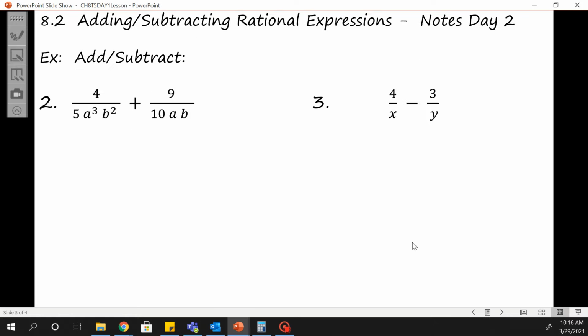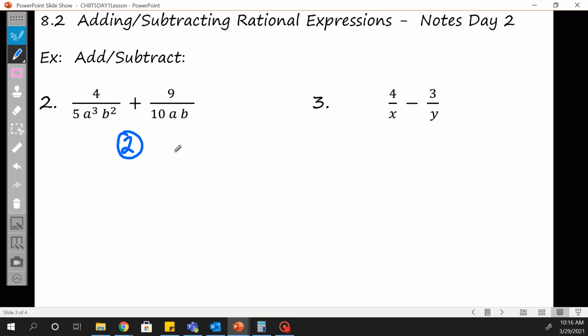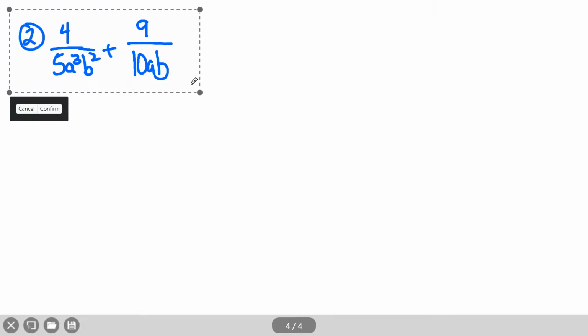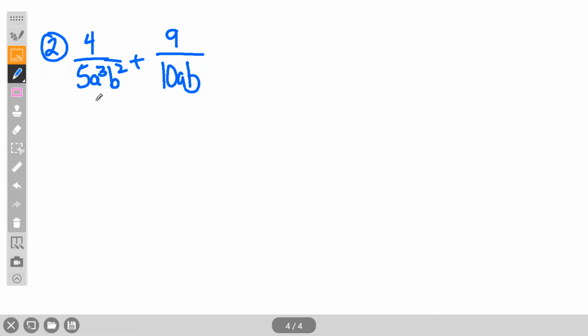Now for this next example, we have to actually find the LCM of the denominators, so the LCD. 4 over 5a cubed b squared plus 9 over 10ab. We need the LCD, the lowest common denominator between these two. In order to do that, we're going to look for the LCM of the denominators, 5a cubed b squared and 10ab. To find that, we're going to factor both denominators.